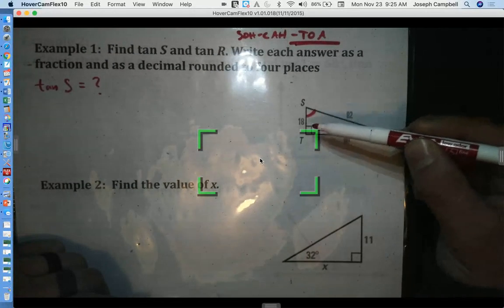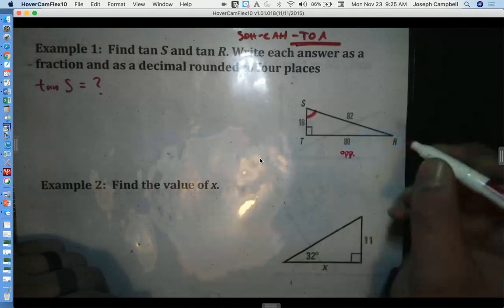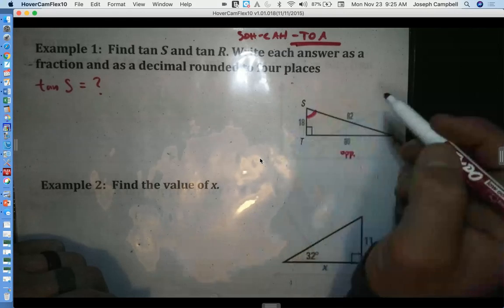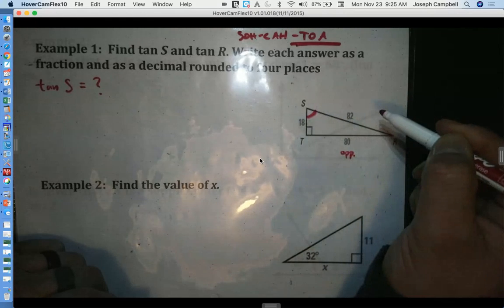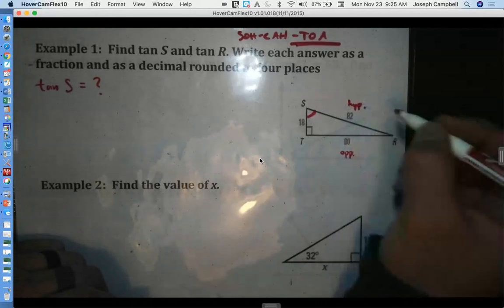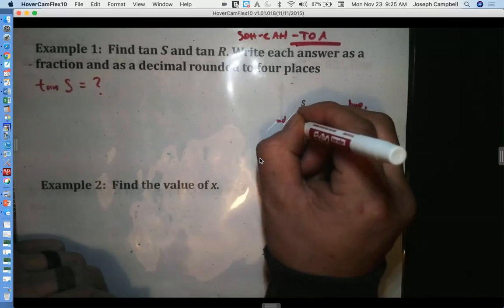What's opposite angle S? Well, it's 80, right? That's the side that doesn't involve S at all. Which is the adjacent side, 18 or 82? Well, it's not 82 because 82 has to be the hypotenuse, right? Because it's opposite the 90-degree angle. So this must be the adjacent side.